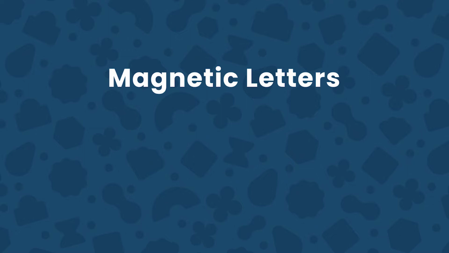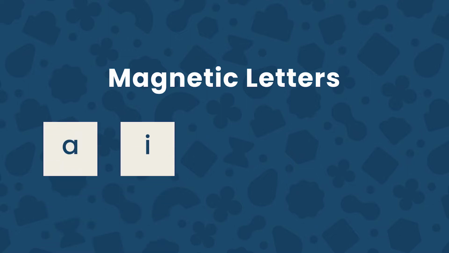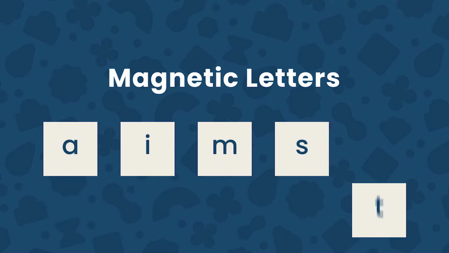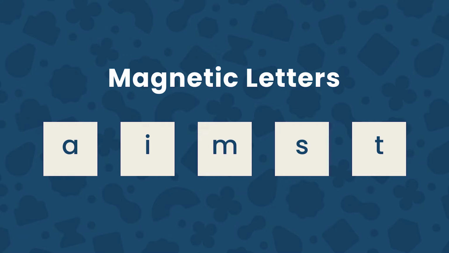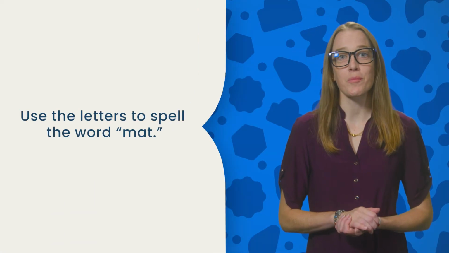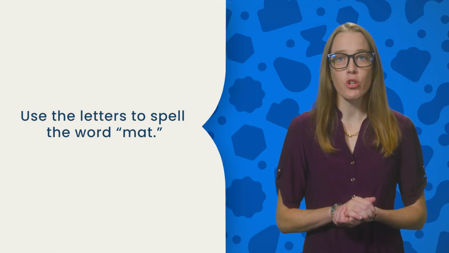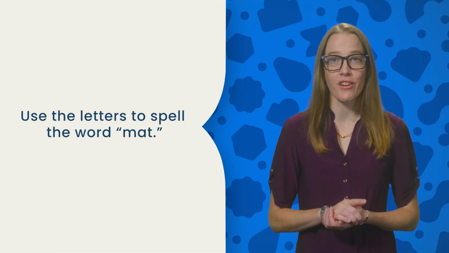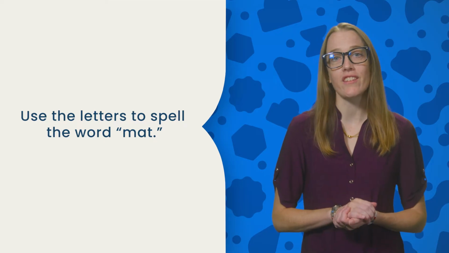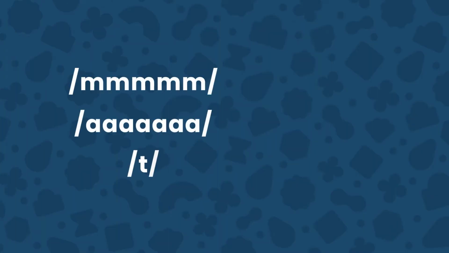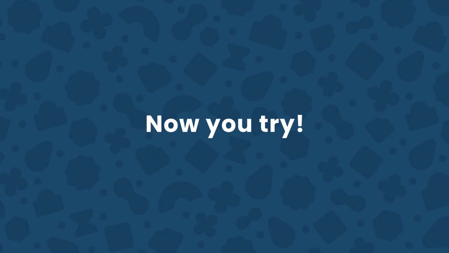For example, take out the letters A, I, M, S, and T. These are some of the first letters and sounds that children learn. Next, use the letters to spell the word mat. Show your child how to blend the word together by pointing to each letter as you say its sound. M, A, T says mat. Then say, now you try.